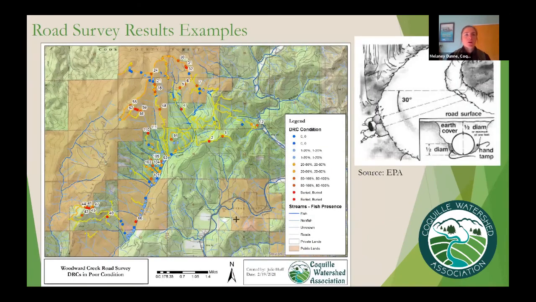Another example of an output from our GRAIP road surveys is a map of all the ditch relief culverts in the system, as well as noting if they're clear or if they're currently buried or blocked. This is also a great tool to help us prioritize where we may need to go back in and replace some or install additional ditch relief culverts to ensure that sediment is getting exported to the forest floor and not the stream network.